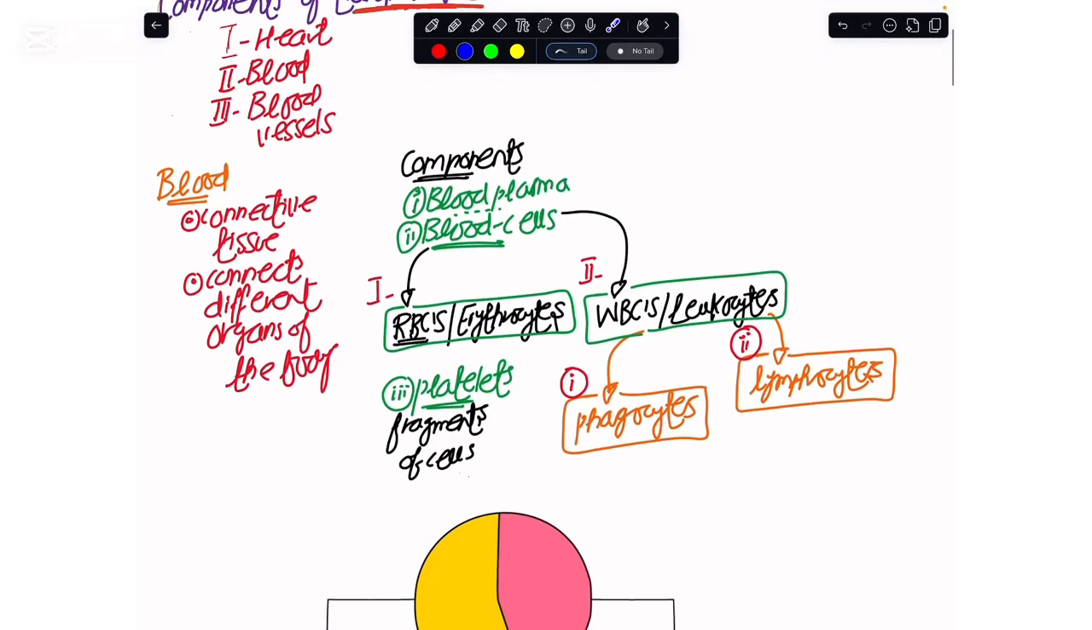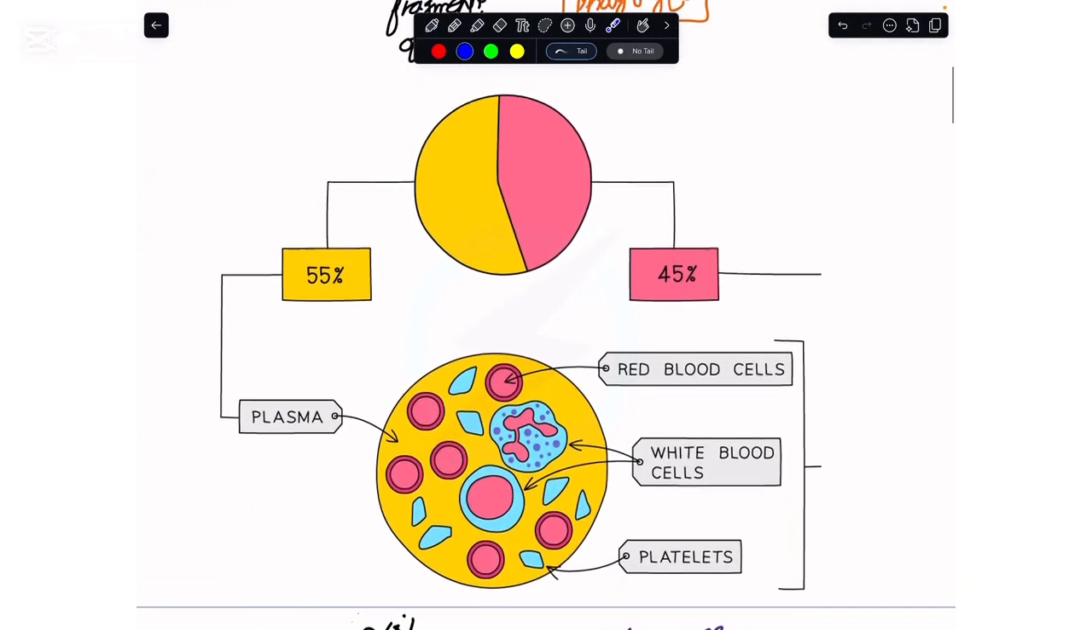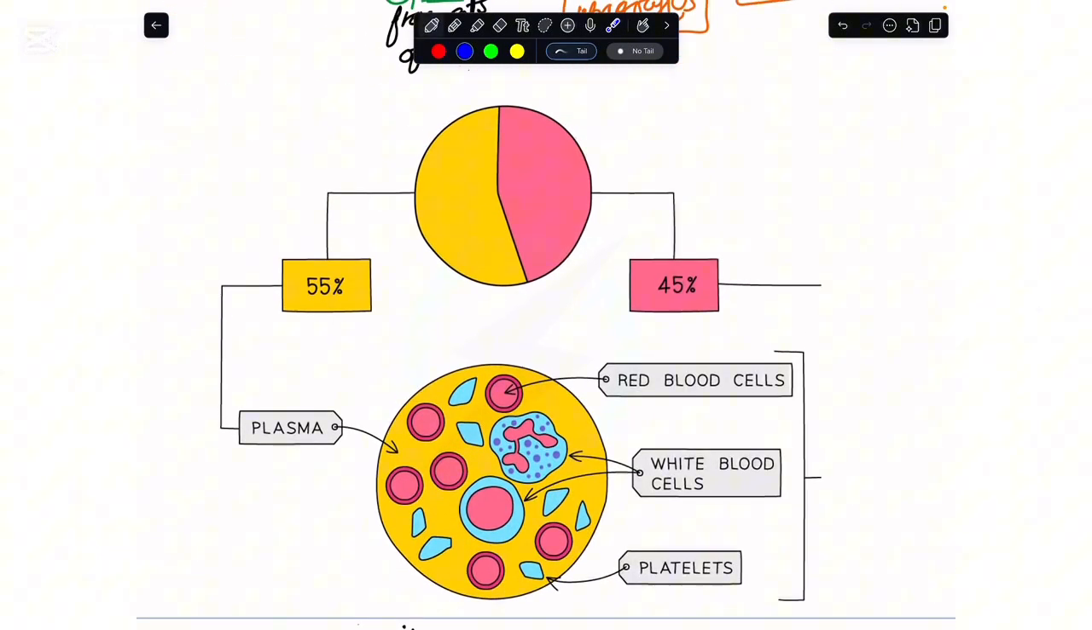Now, if I were to show you with the help of this diagram, say I have taken some 100 cm cube of blood from a volunteer's body, then 55% or 55 cm cube of that would be the plasma, and the remaining 45% or 45 cm cube would have the red blood cells, the white blood cells, and then the platelets in it.